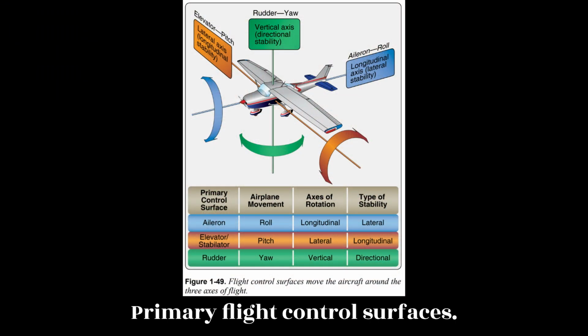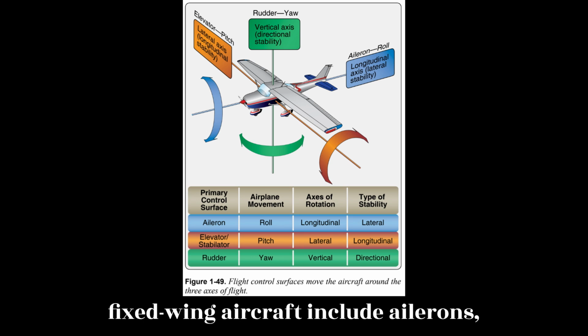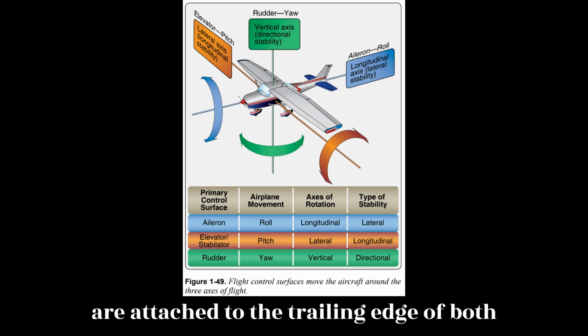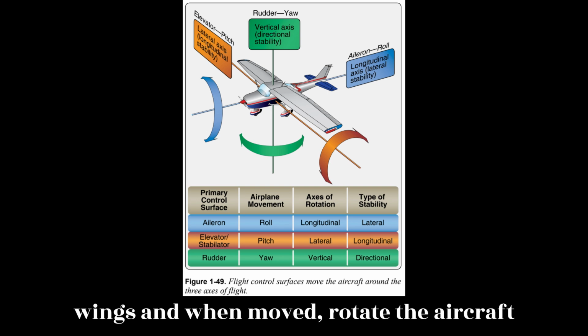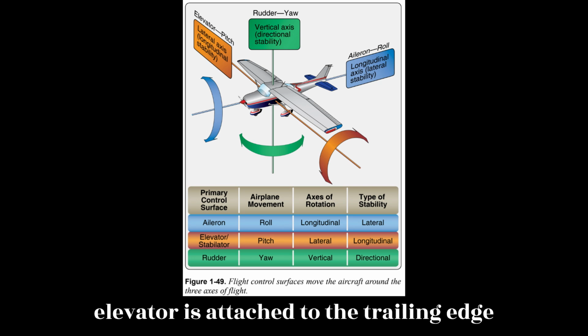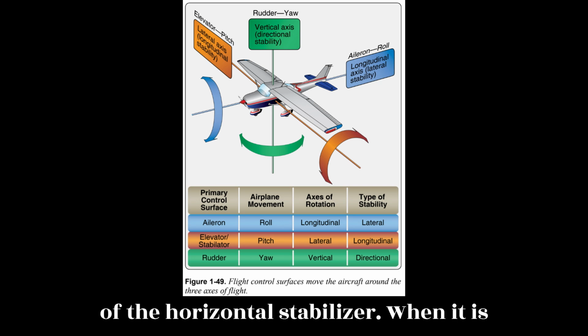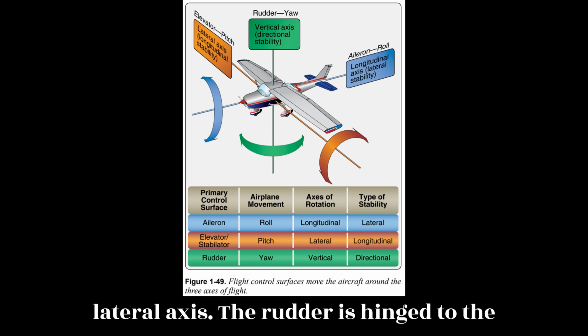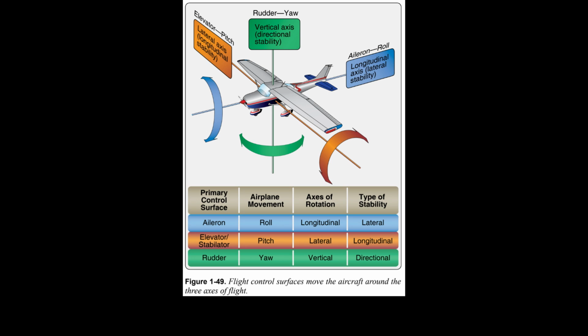Primary flight control surfaces. The primary flight control surfaces on a fixed-wing aircraft include ailerons, elevators, and the rudder. The ailerons are attached to the trailing edge of both wings and, when moved, rotate the aircraft around the longitudinal axis. The elevator is attached to the trailing edge of the horizontal stabilizer. When it is moved, it alters aircraft pitch, which is the attitude about the horizontal or lateral axis. The rudder is hinged to the trailing edge of the vertical stabilizer. When the rudder changes position, the aircraft rotates about the vertical axis, yaw.